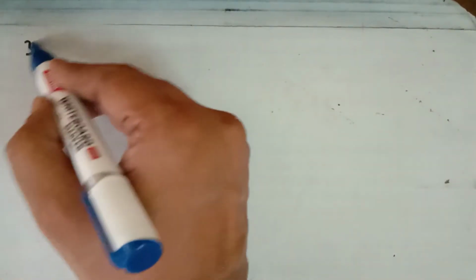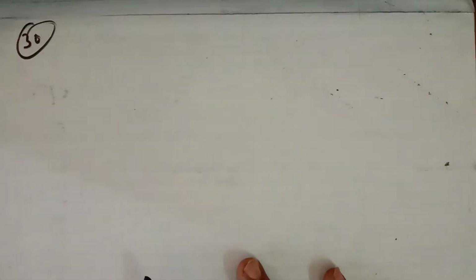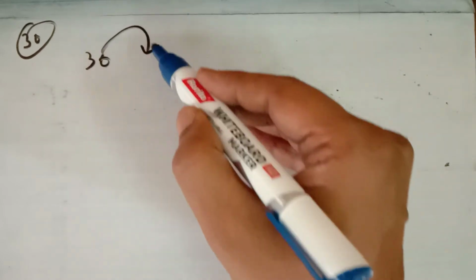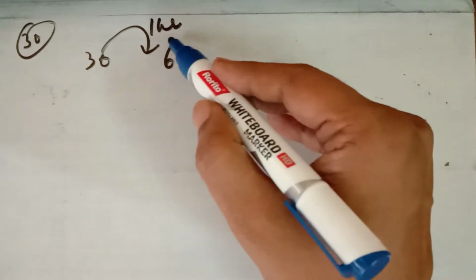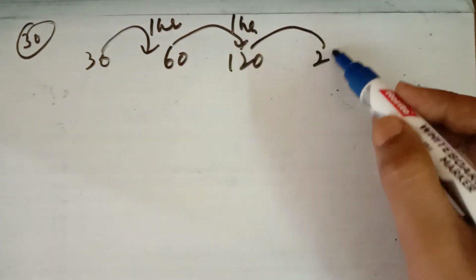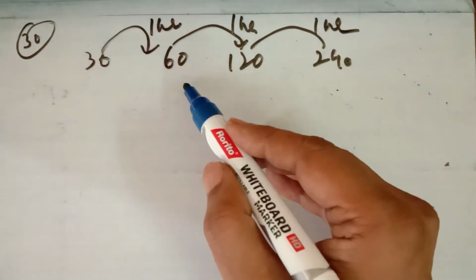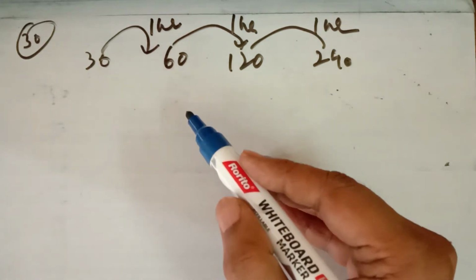Now what is given in question number 30? It is given that the number of bacteria in a certain culture doubles every hour. If there are 30 bacteria at present, then after 1 hour it becomes 60, and after again 1 hour it becomes 120, and after again 1 hour it becomes 240, and so on. At the starting it is 30, and after 1 hour it is 60. How many bacteria will be present at the end of the second hour?